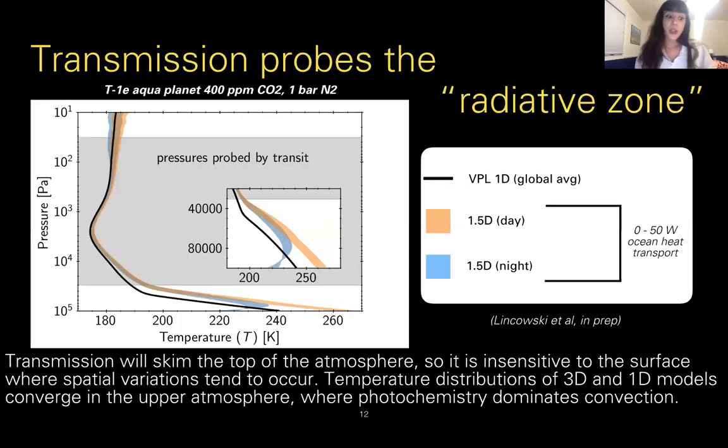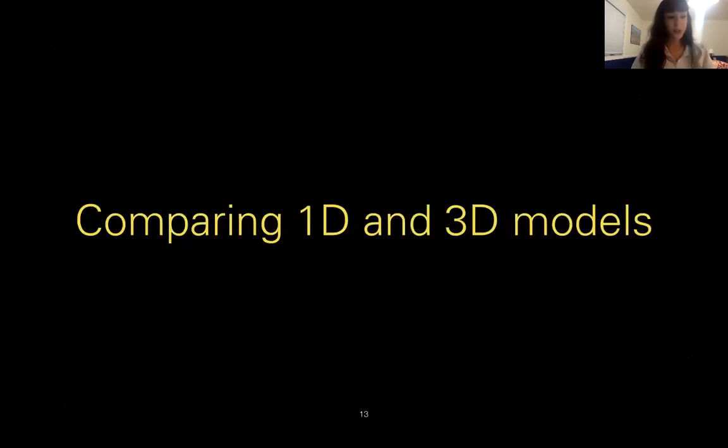For example, we know that transmission predominantly probes the layers of the atmosphere above the troposphere where radiation dominates and the atmosphere tends to be uniform. As a result, transmission is insensitive to the planetary surface and near-surface atmosphere where hemispherical or other spatial differences are more likely to occur. In fact, the temperature distributions of 1D and 3D models tend to converge in the pressure region transmission probes. Now that we've mentioned 1D and 3D models, let's go ahead and compare them.